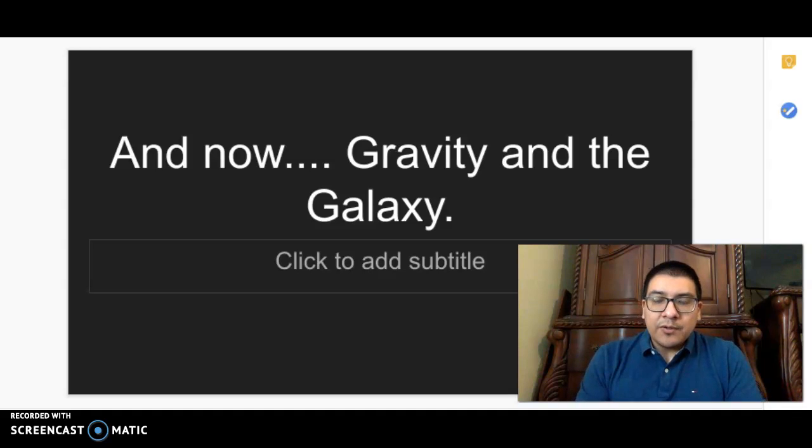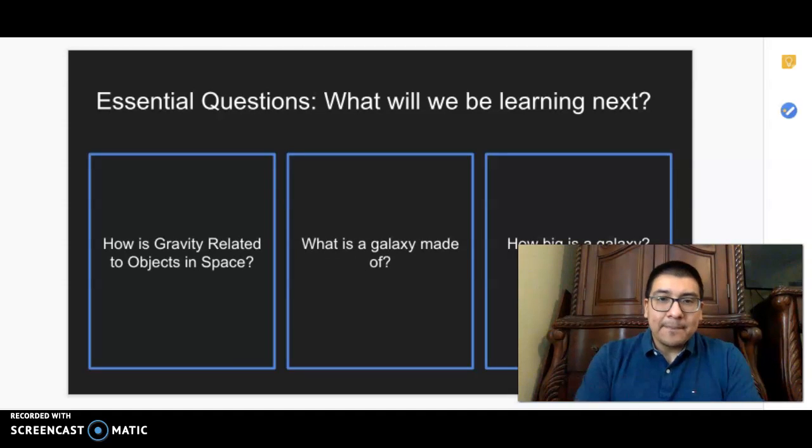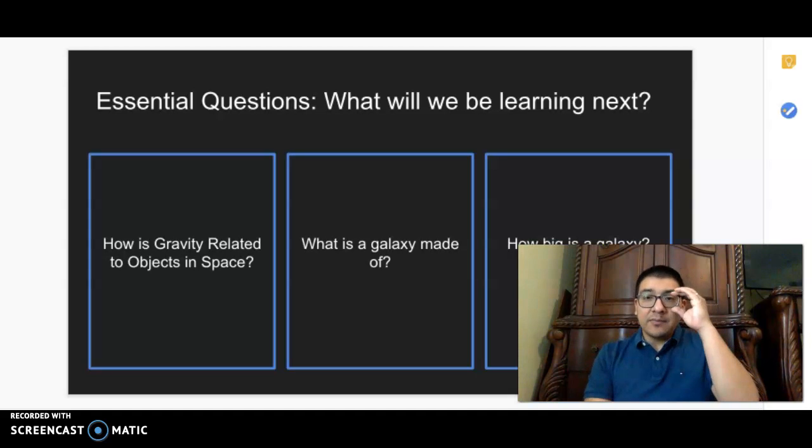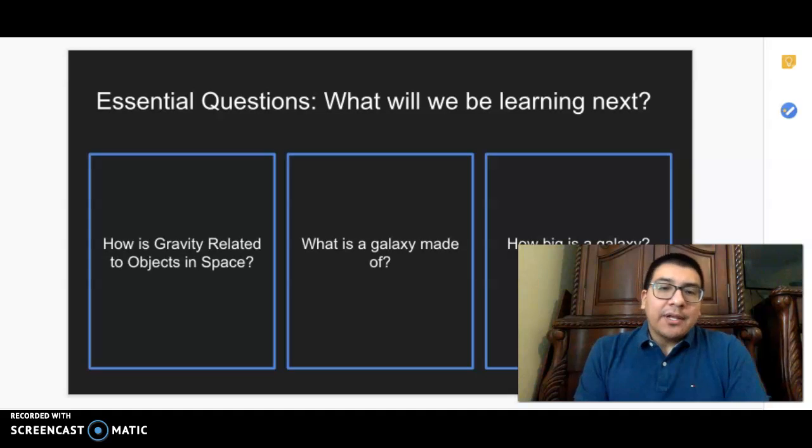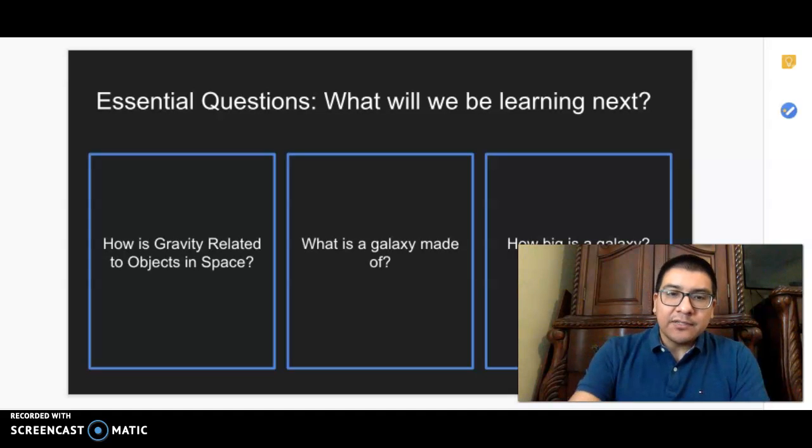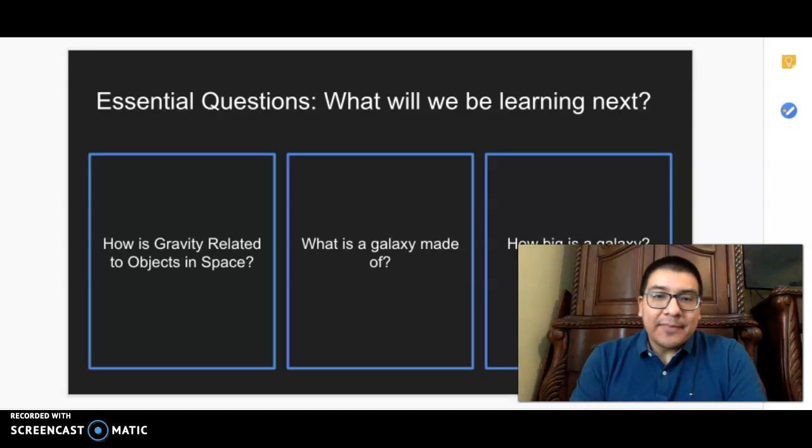And now we would go on to the main lesson, which is the gravity and the galaxy. So these are the essential questions we'll be trying to answer by the end of the lesson. Question 1, how is gravity related to objects in space? Question 2, what is a galaxy made of? And question 3, how big is a galaxy?